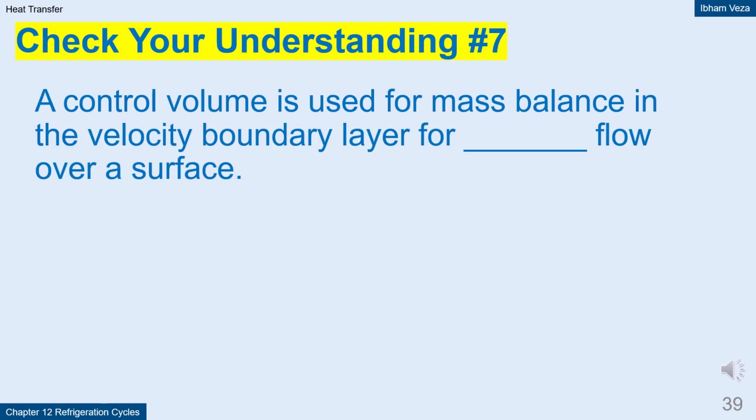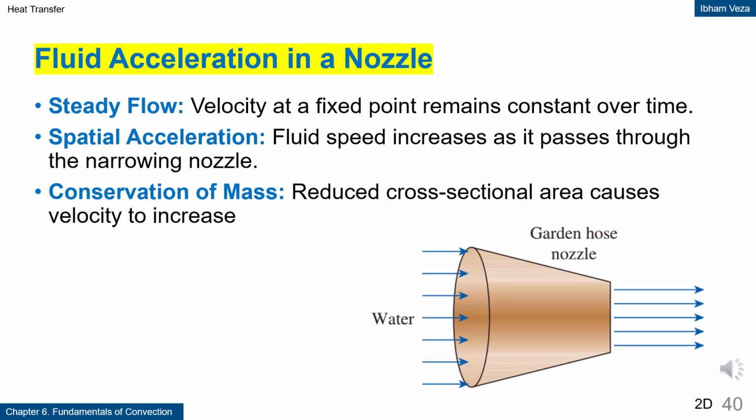A control volume is used for mass balance in the velocity boundary layer for 2D flow over a surface. Even though the flow is steady, the fluid velocity can change because of changes in cross-sectional area. When the fluid passes through a narrowing section, its velocity increases. This is an example of spatial acceleration, not time acceleration. The conservation of mass principle explains the relationship between area and velocity. This concept is important for understanding acceleration in boundary layers and internal flows.